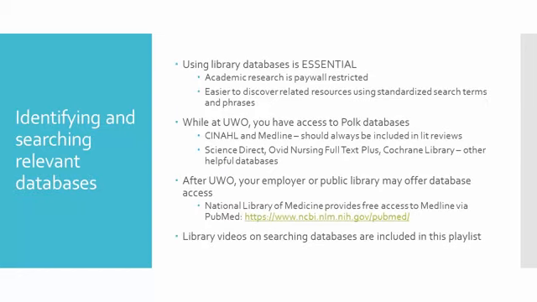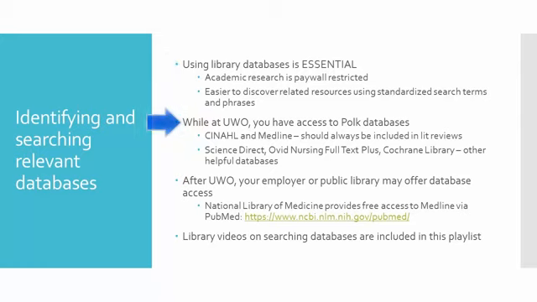Regardless of which type of literature review you're conducting, they will all require you to identify and search research databases for relevant and current resources. Using the library is essential for a thorough literature review. A good deal of academic research is locked down behind publisher paywalls, and so is difficult, expensive, or impossible to access on the open web. Library databases can also make it easier to discover related resources, since they use standardized search terms and phrases.